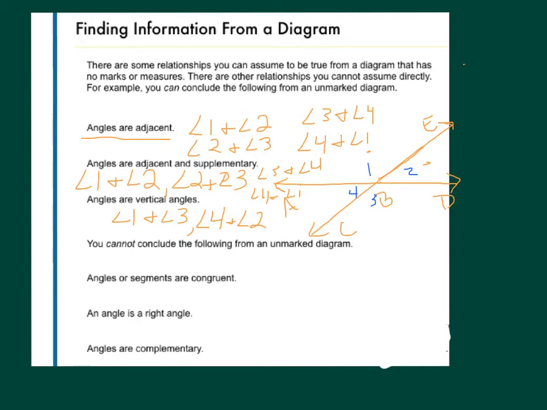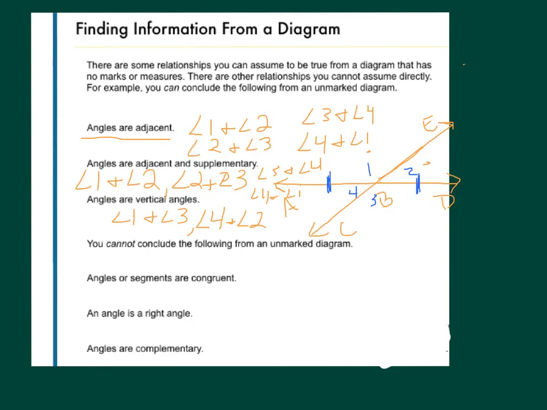Things you cannot conclude from an unmarked diagram. If segments are congruent, we cannot say that segment AB is congruent to BD based on how it looks. This would have to be marked, and remember, they are going to be marked, like that. Now, if I had that, then I could say AB is congruent to BD. But it wasn't marked, so we can't conclude that.